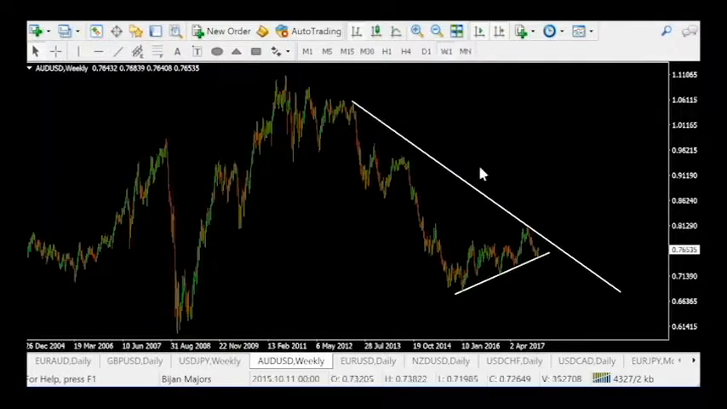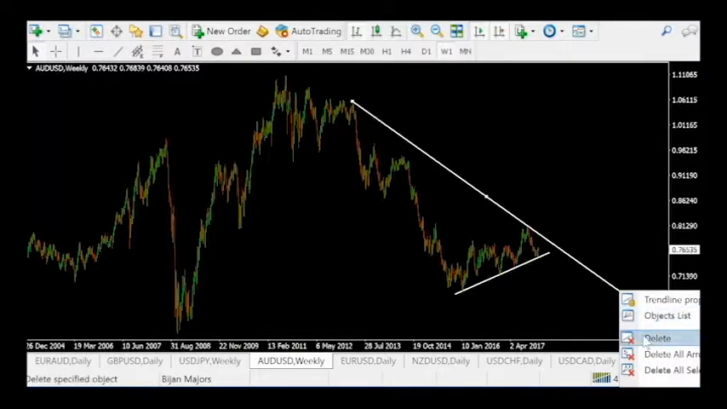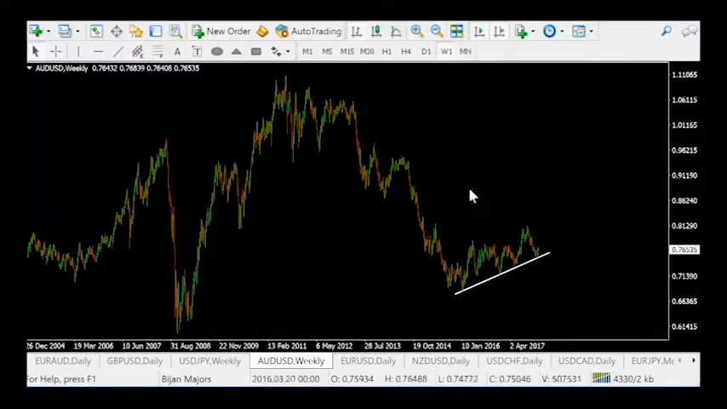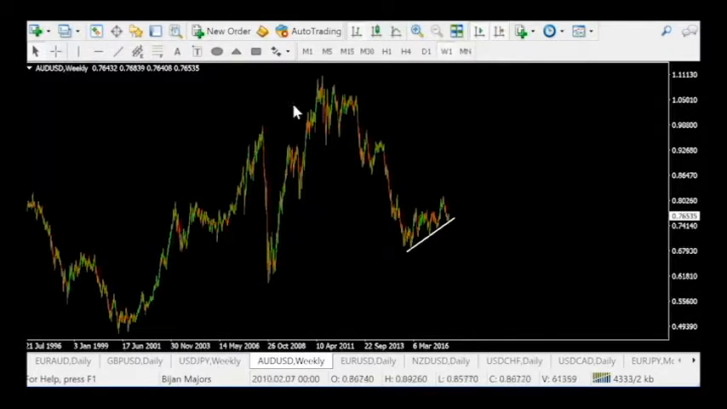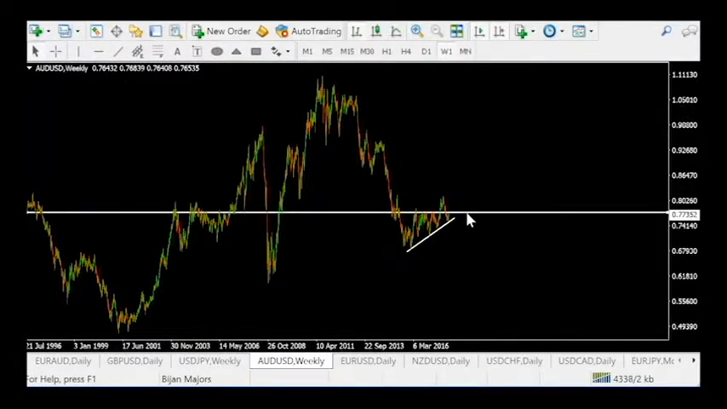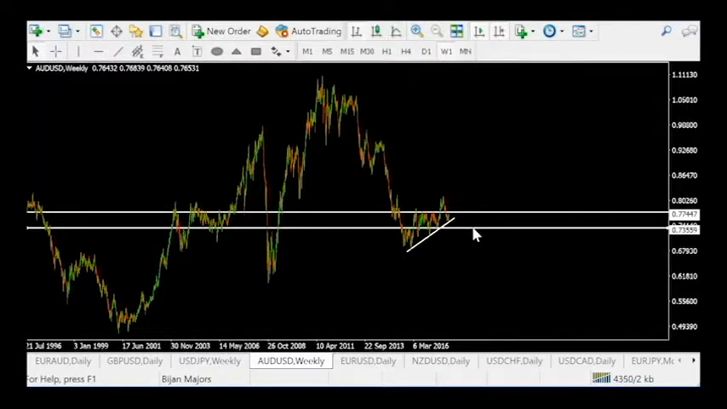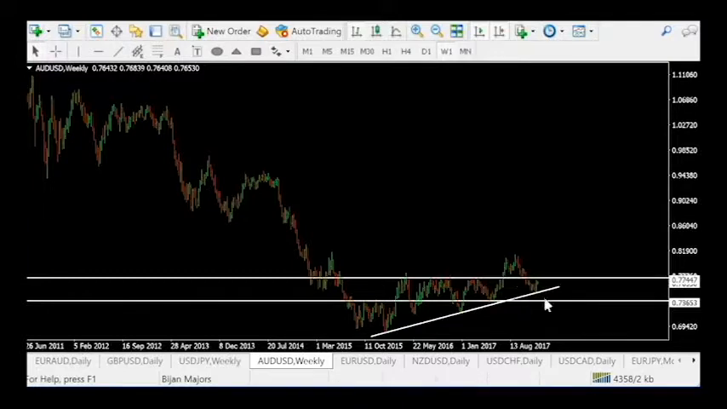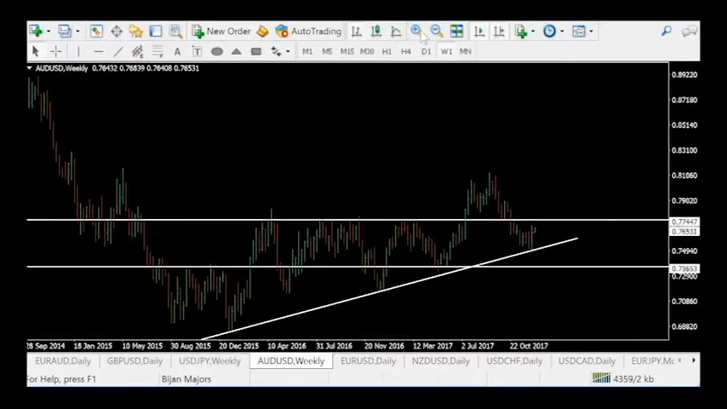Aussie dollar. Let's move on to the weekly. Let's see if we can find some horizontal support or resistance. There is one here. There is one there. We have a strong support and resistance there. Then we have another line there, which gives us a good level. So the price is breaking there.